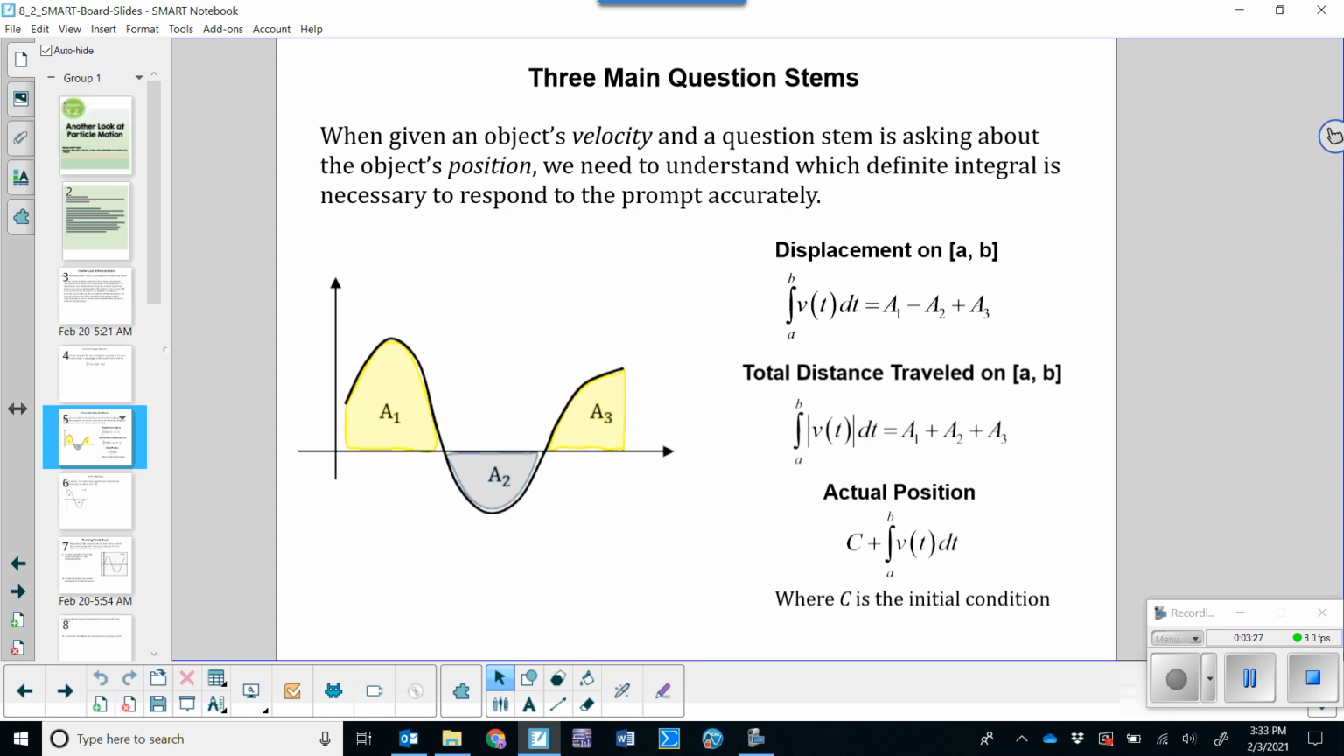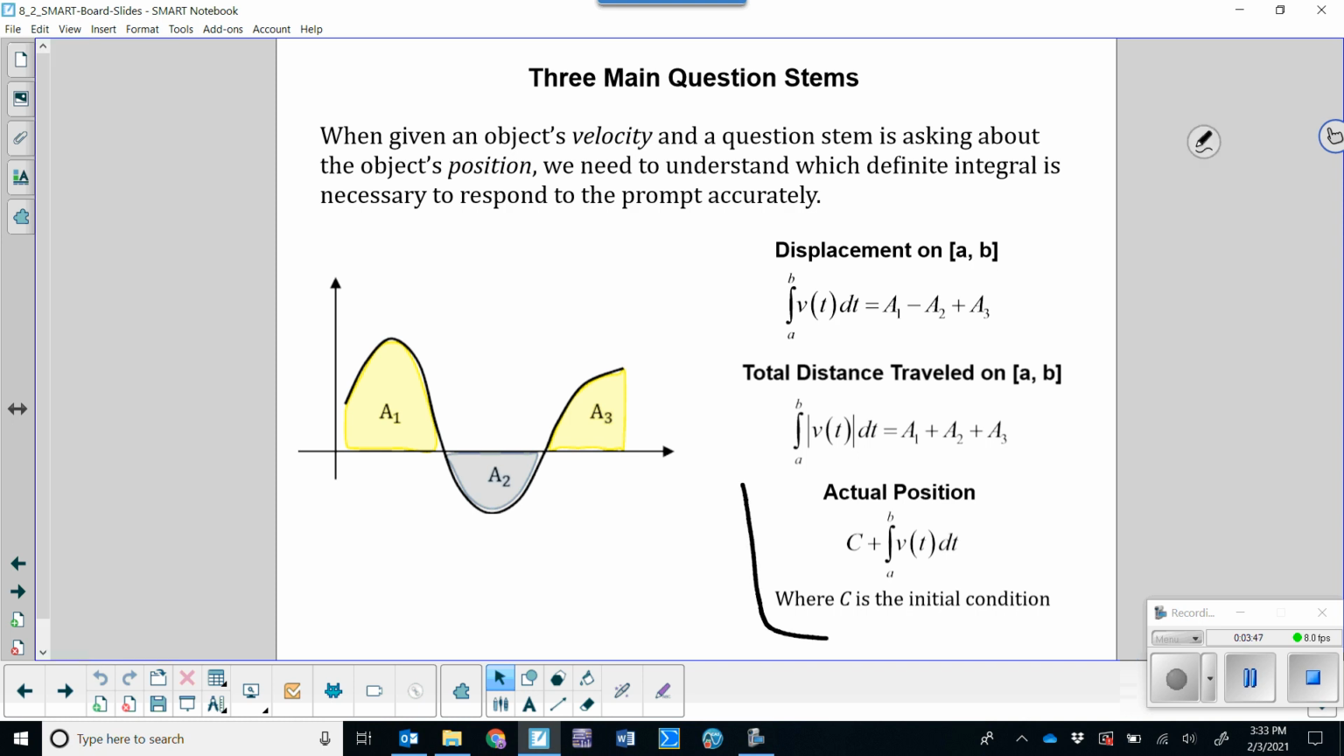So that's displacement. If I want the total distance traveled, then I have to do the absolute value of velocity and integrate that from A to B. And then in that case, I just add up those areas all positive, no negative signs anywhere, just A1 plus A2 plus A3.